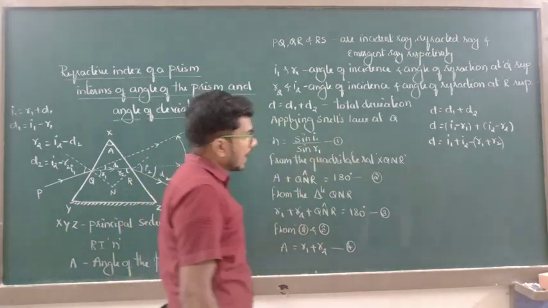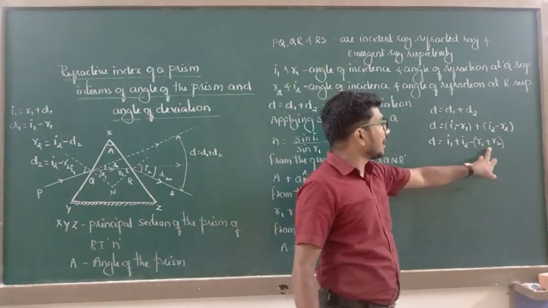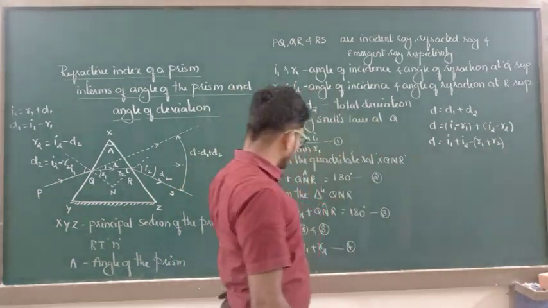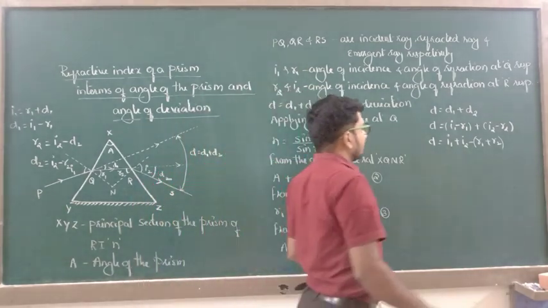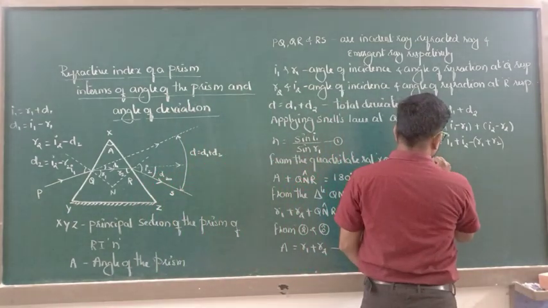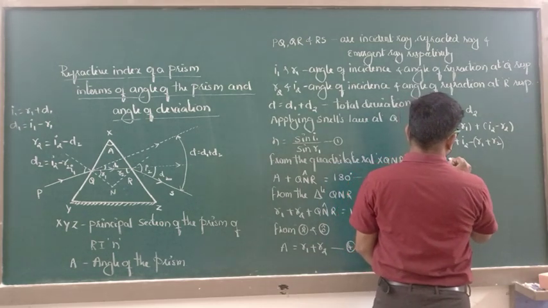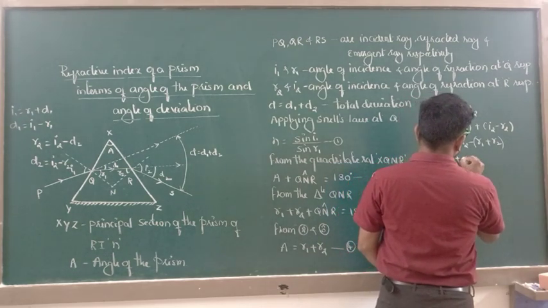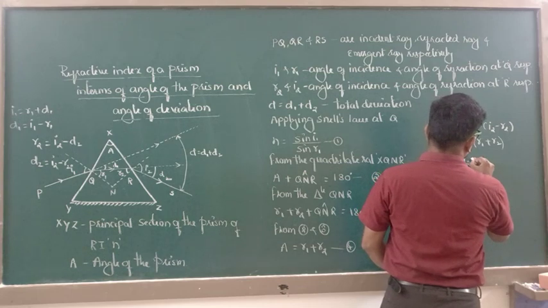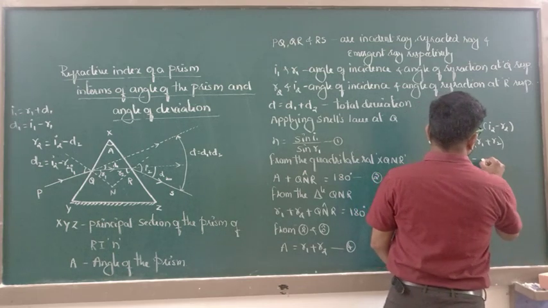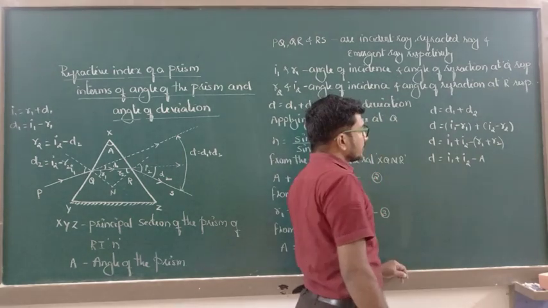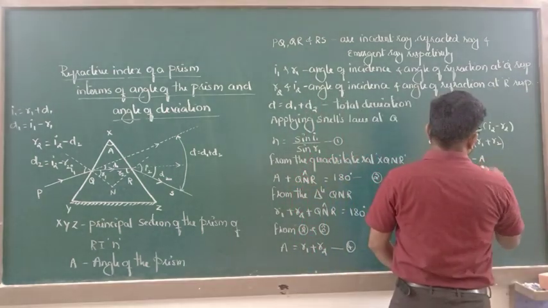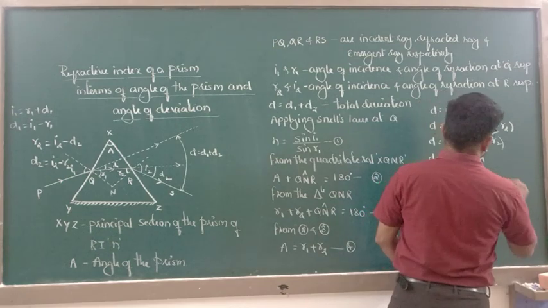So we know that R1 plus R2 is equal to the angle of the prism. Therefore here D is equal to I1 plus I2 minus the angle of the prism, capital A. Equation number 5.